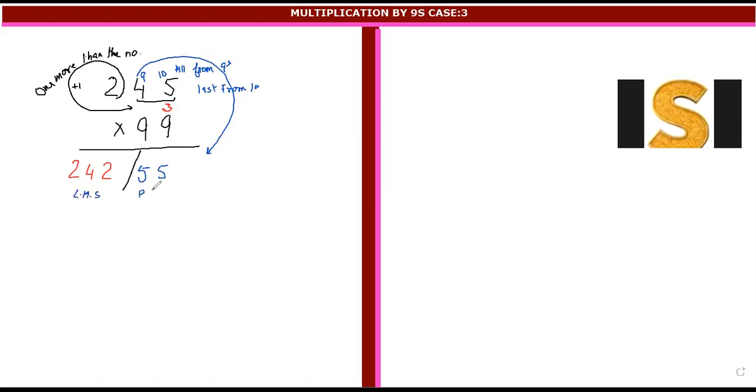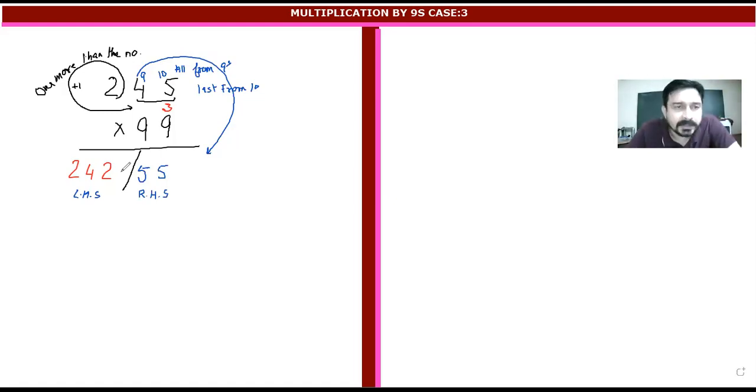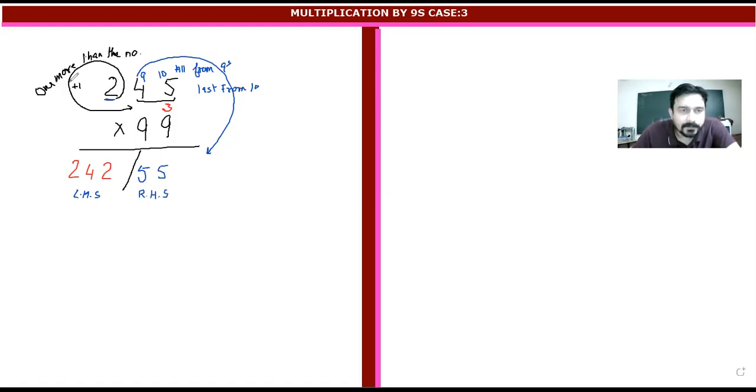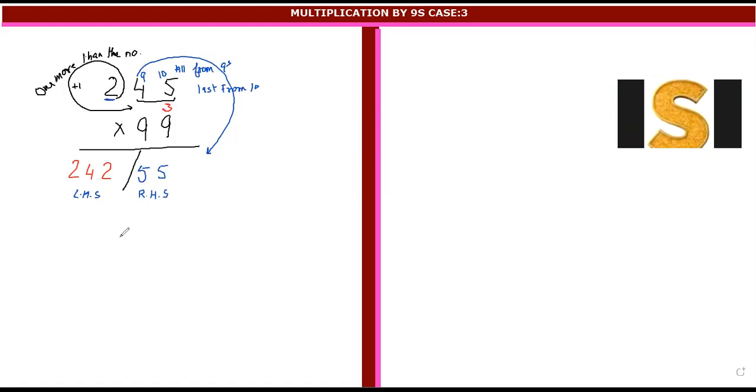I have a question. Yes. How did you get this 3? How did I get this 3? Okay, that's what I was telling. This is 2. So I have to increase this 2 by 1. So 2 plus 1 becomes 3. Got it? Yeah. Fine. Let me take more examples.